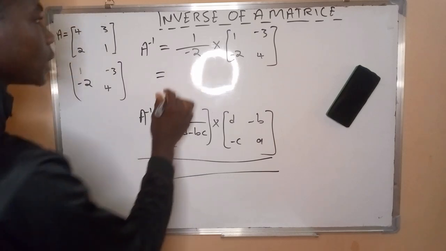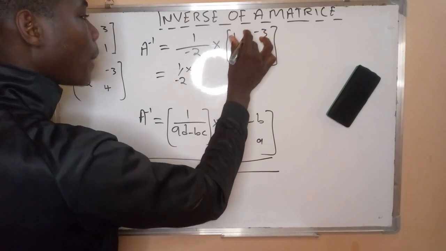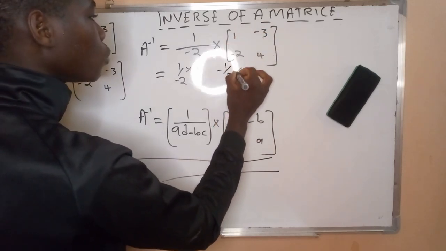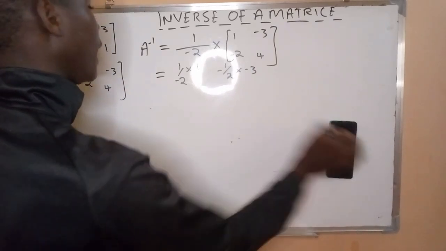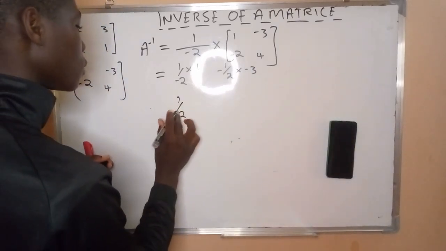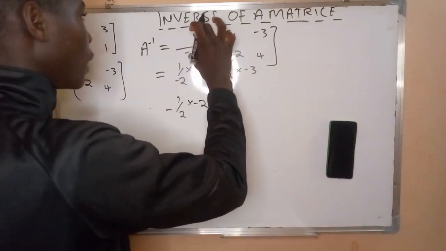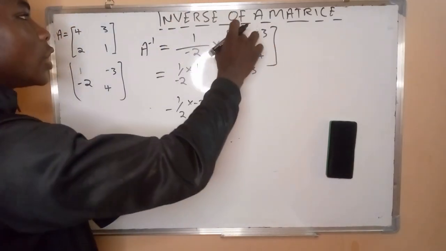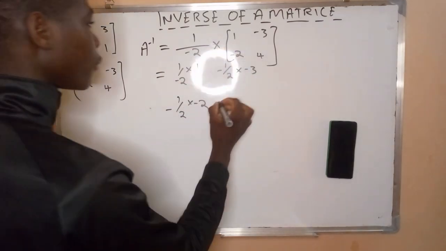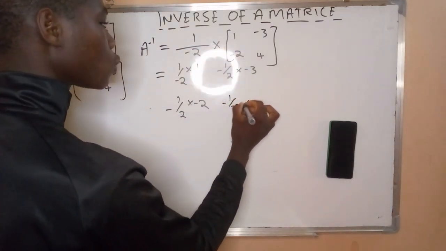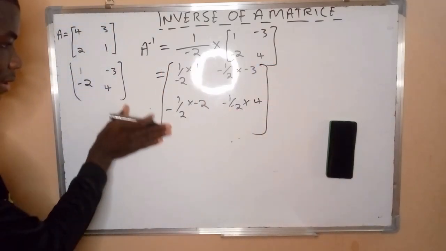So 1 over minus 2 multiplied by 1, and then minus 1 over 2 multiplied by minus 3, and then 1 over minus 2 multiplied by minus 2, and minus 1 over 2 multiplied by 4. Because this 1 over minus 2 will multiply each member inside this 2 by 2 matrix.